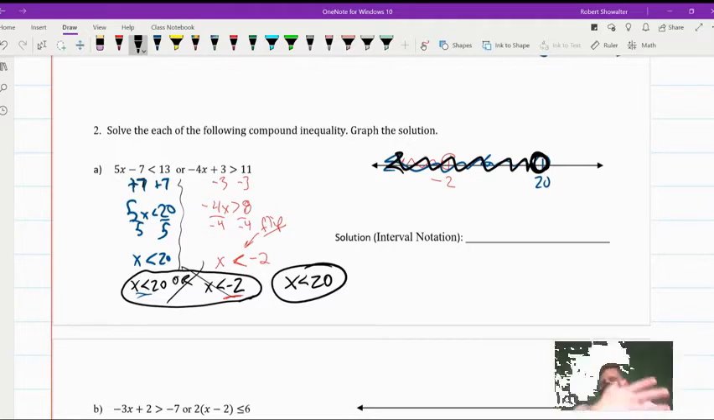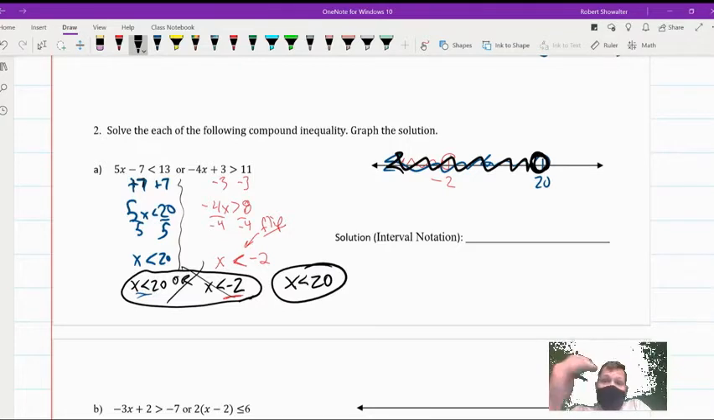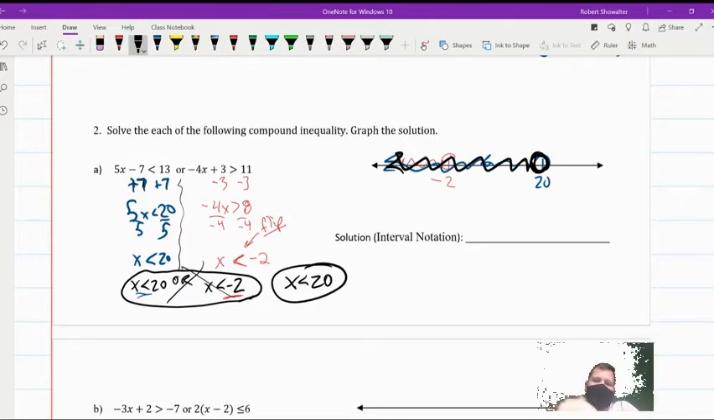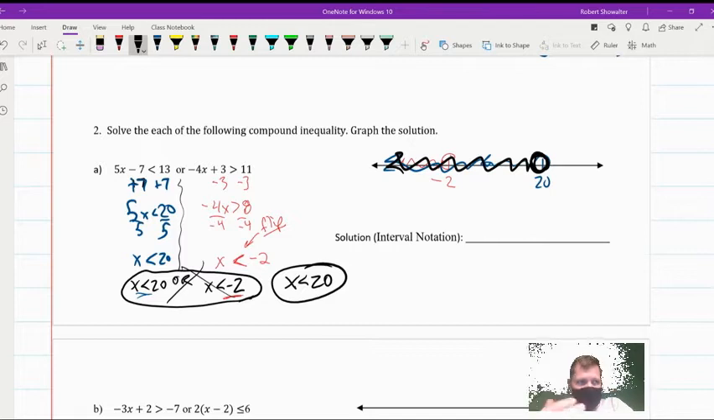That 20 crosses over that -2, so we actually don't have to write x is less than -2 because it's redundant. Don't be redundant. Redundant means repeating yourself multiple times. Again, we don't need that -2 because the 20 is going to go over it. And we just simplify: x is less than 20.